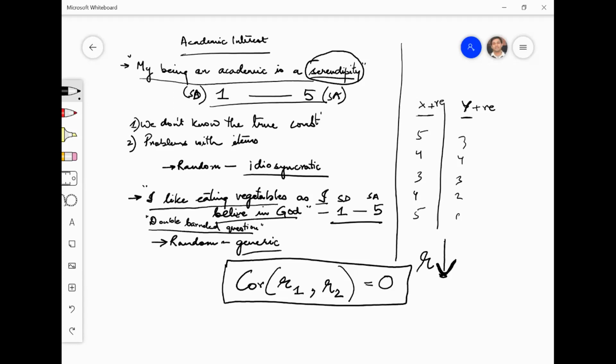Okay, random numbers are not correlated to each other. So if you introduce randomness, if there is randomness in your measure, the correlation will always be attenuated between X and Y. It will always be reduced as compared to what the original correlation was. So that is one characteristic of random error.